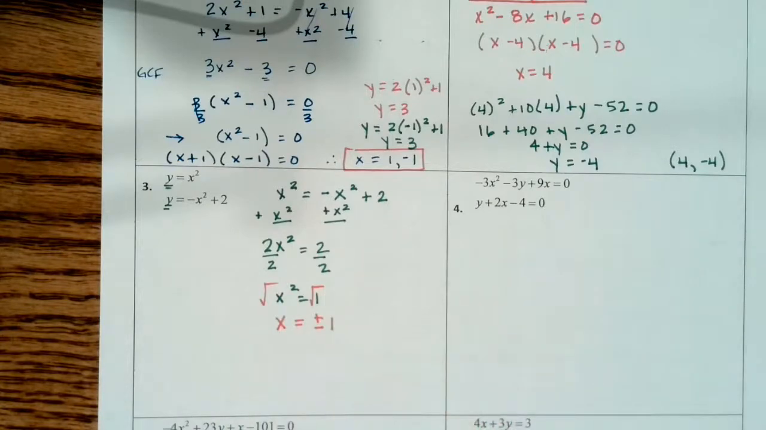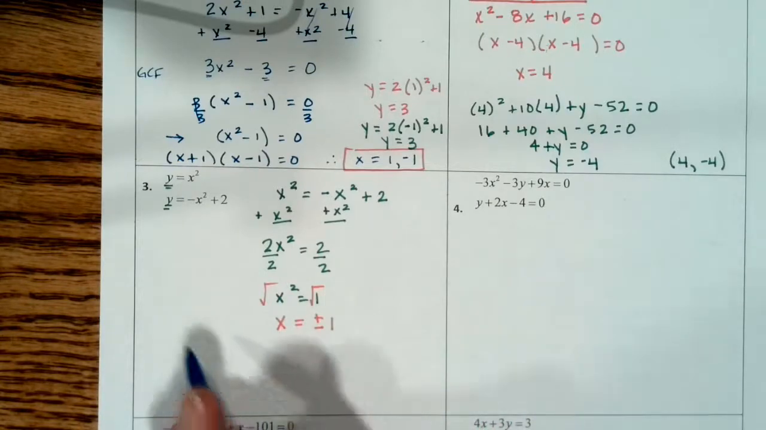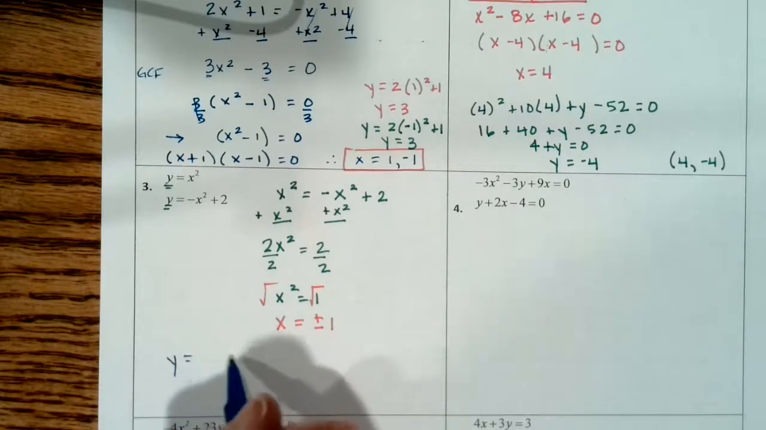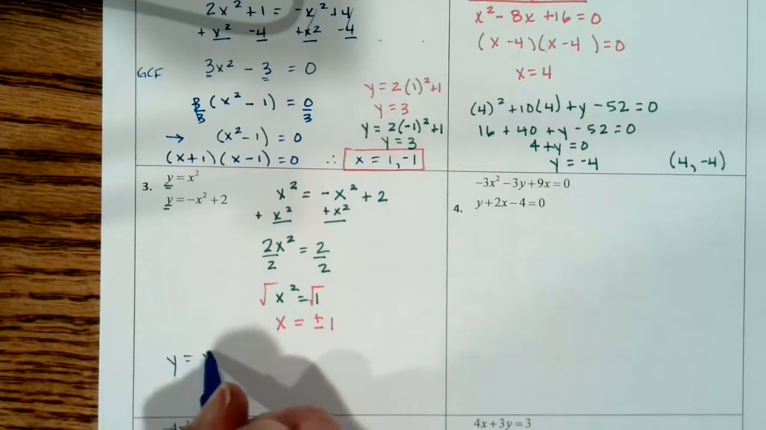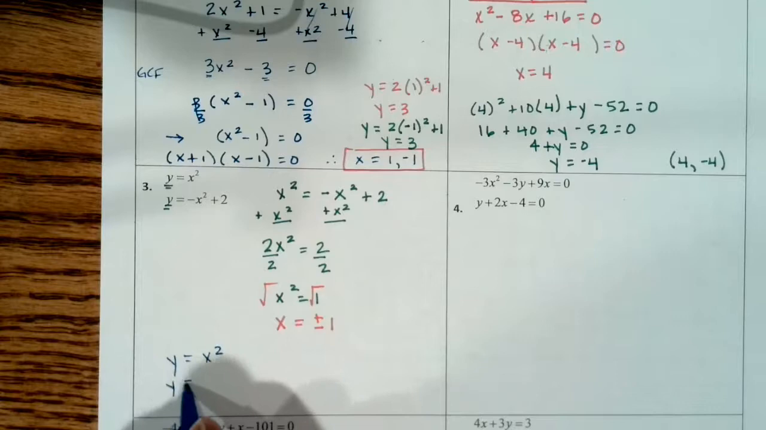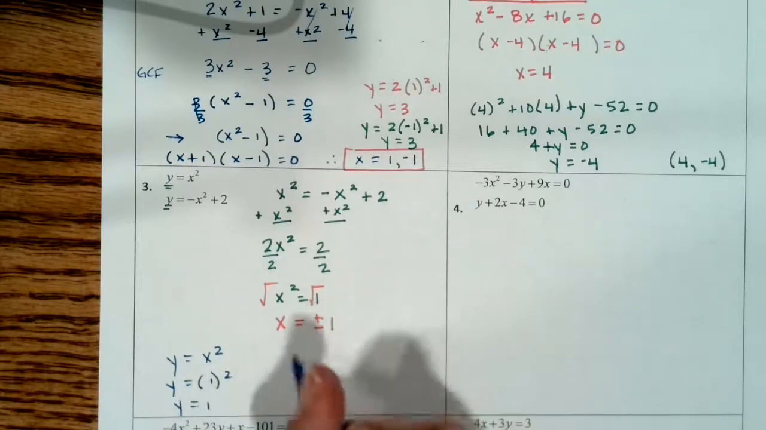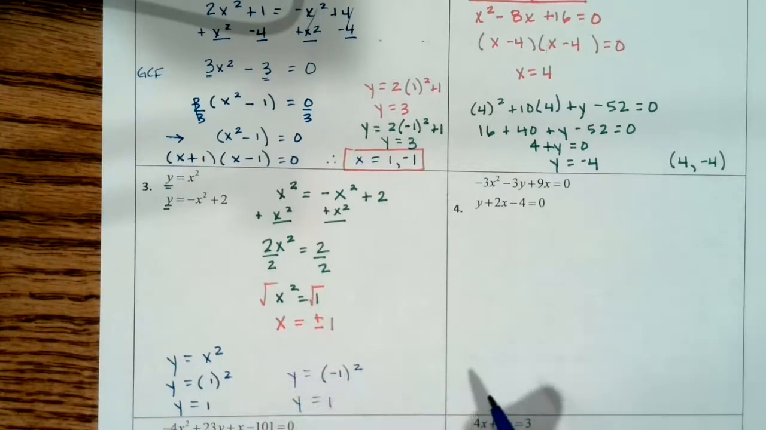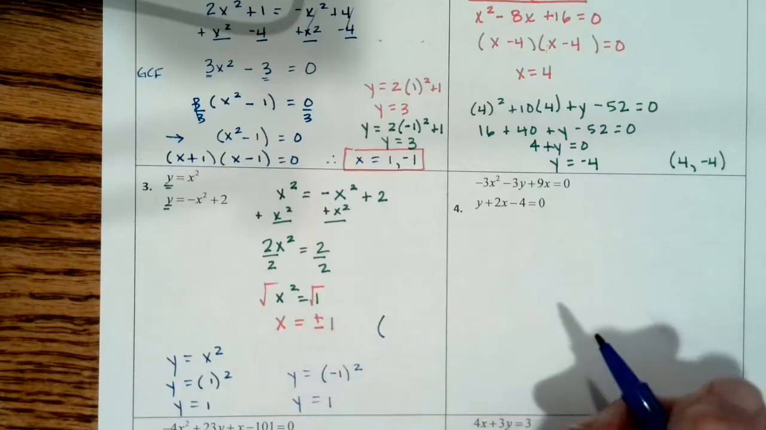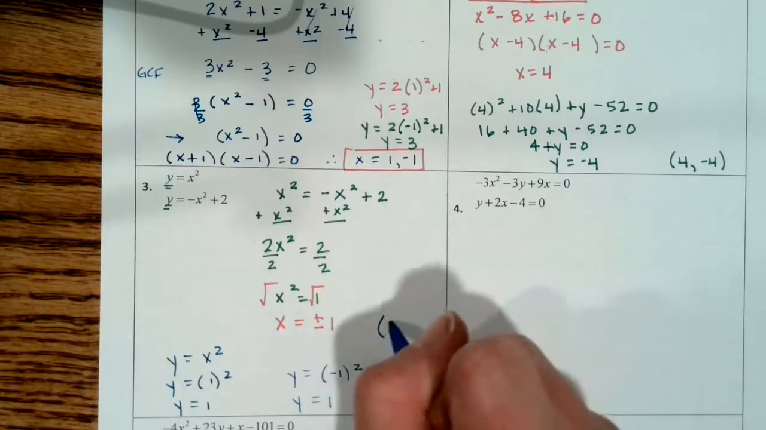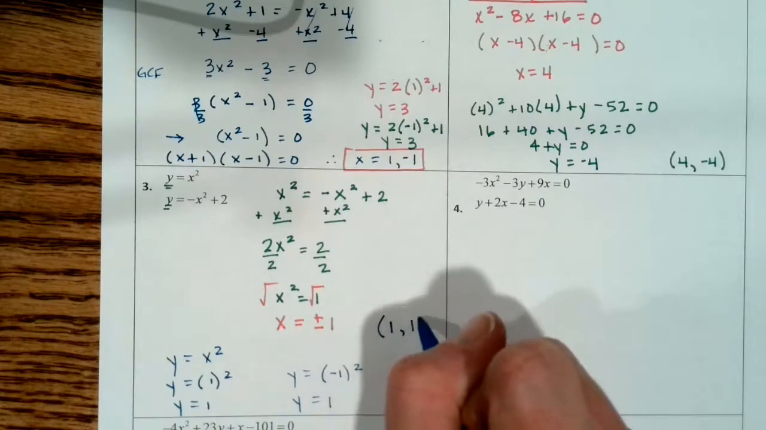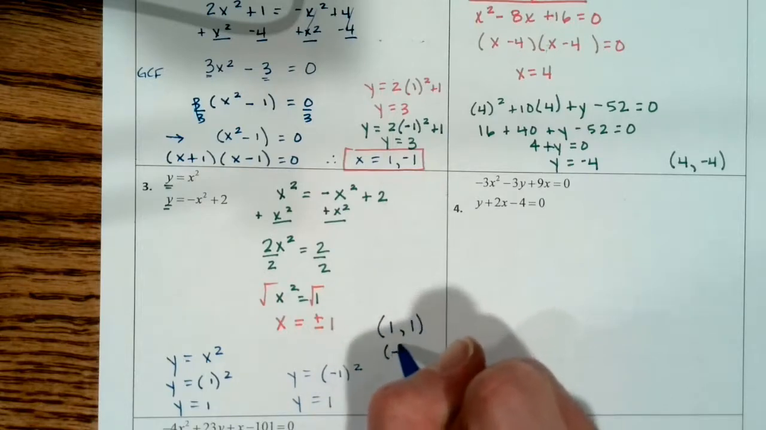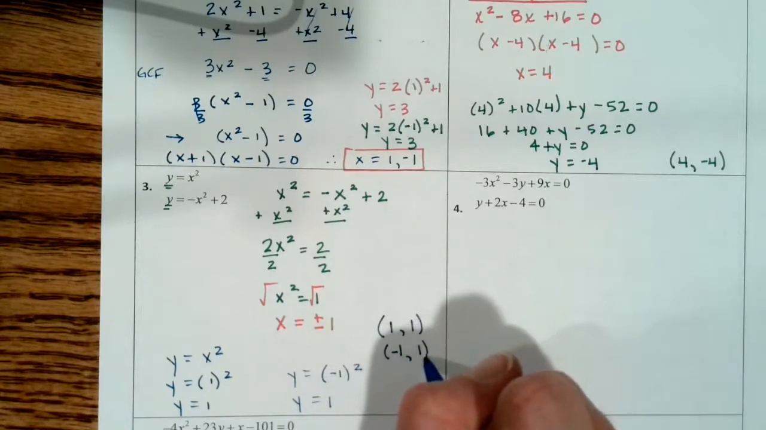When I go solve for y, y is equal to x squared, so y is equal to 1 squared, y is equal to 1. Y is equal to negative 1 squared, so y is equal to 1. So the solution for this equation is positive 1, 1, negative 1, 1.